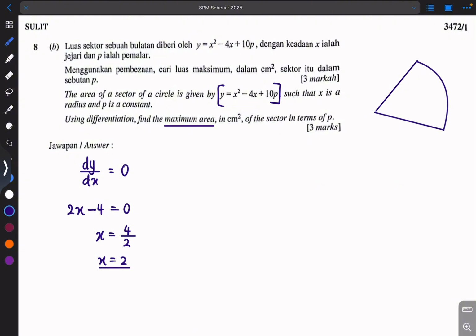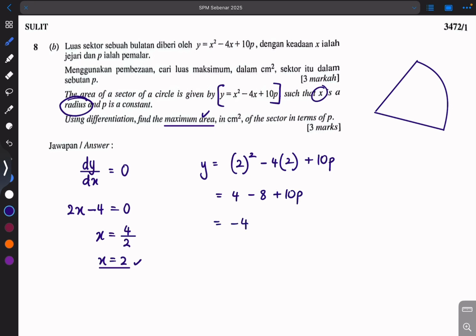This is not our answer because x just represents the radius. So we have the maximum radius. Now we need to find the maximum area. So you just put it back into the equation, you'll get the area. So maximum area would be 2 square minus 4 times 2 plus 10p. 4 times 2 is 8. 4 minus 8 is negative 4. So the maximum area would be this.